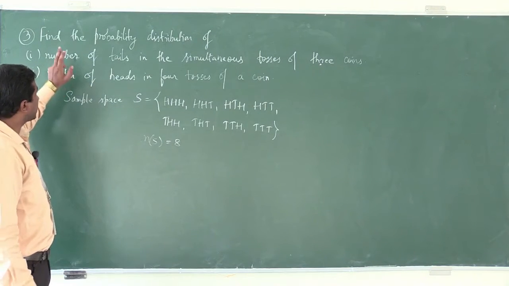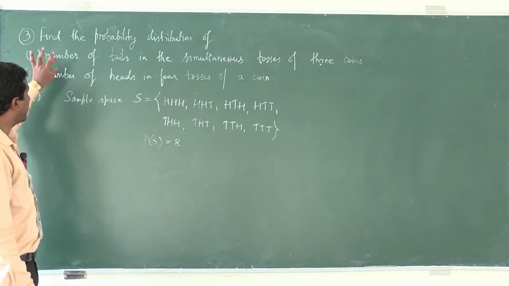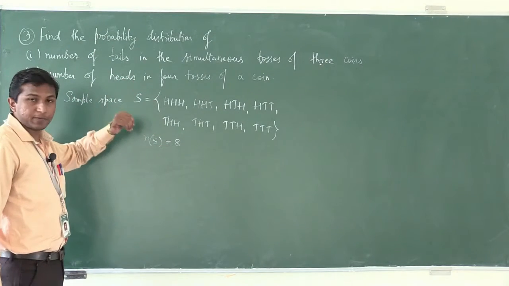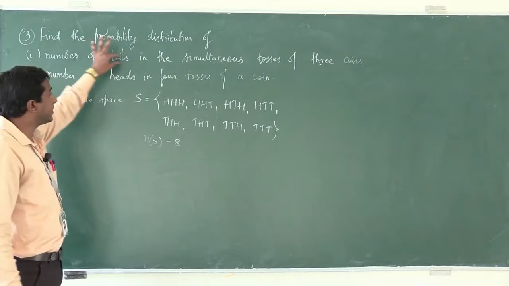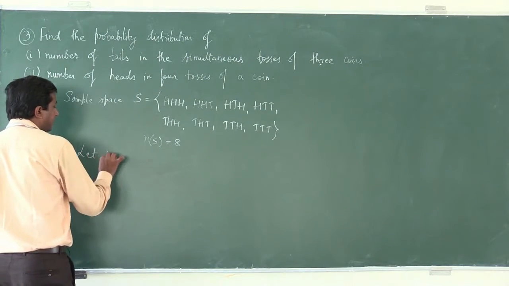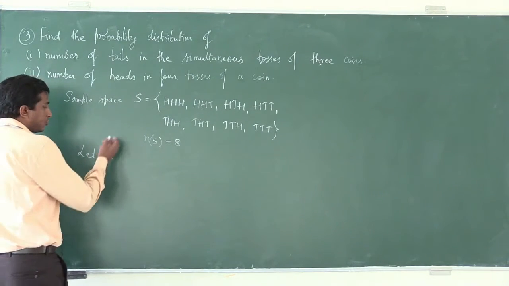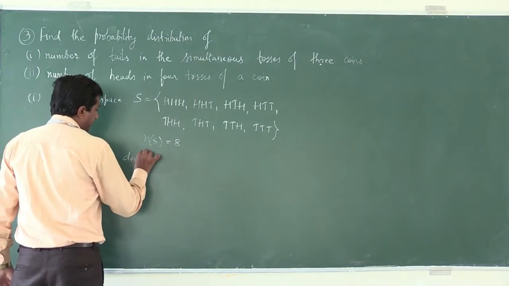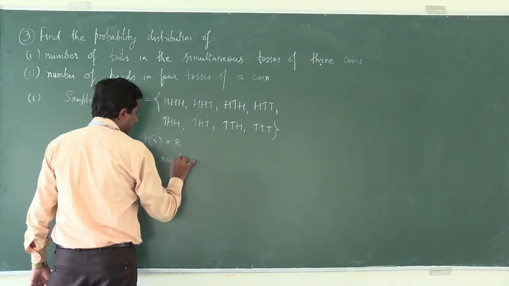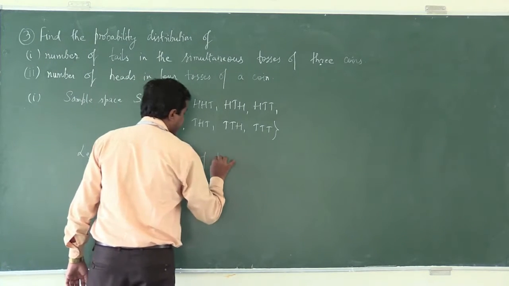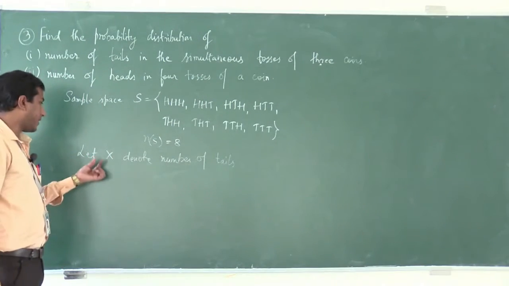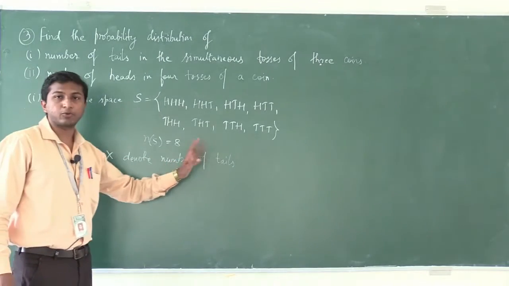Now look at the question. Find the probability distribution of number of tails. So the random variable on this sample space S is given to be number of tails. So we will take X, capital X, as the random variable. So let X denote number of tails. So capital X is the random variable and capital X denotes number of tails.